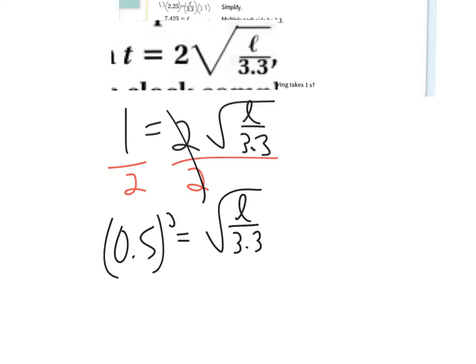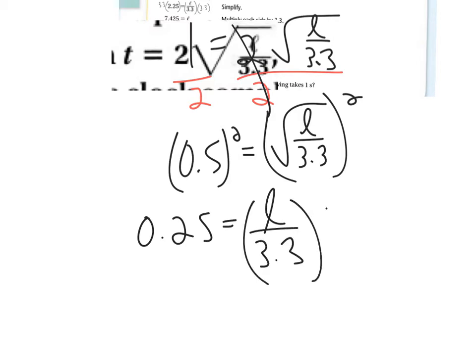So next we need to square both sides. So that would be 0.25 equals L over 3.3. So then next, the variable's being divided, so we need to multiply by 3 3/10 on both sides.